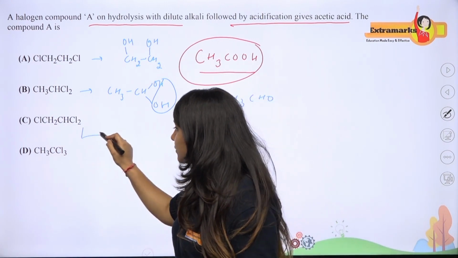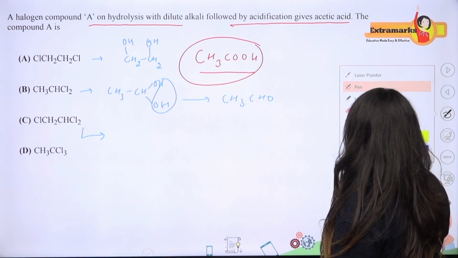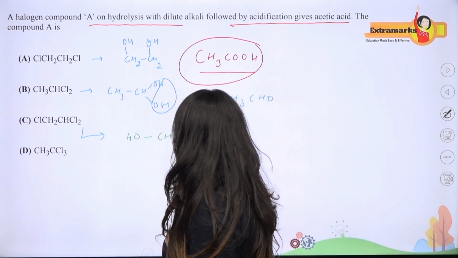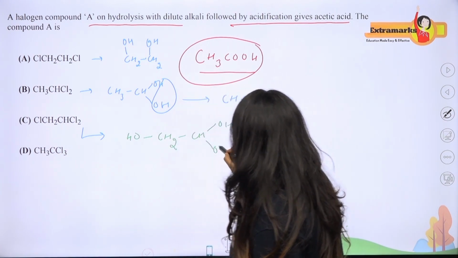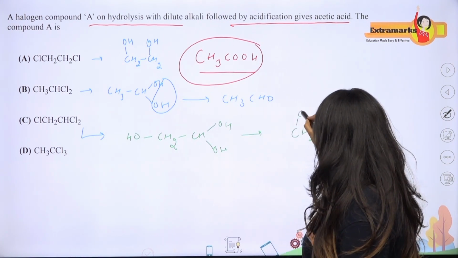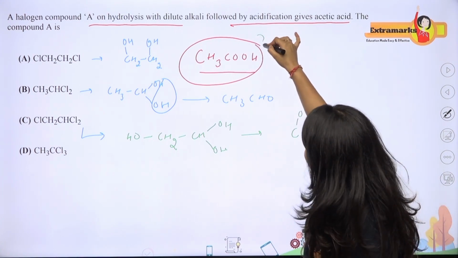Coming to the next option. Now you can see here another option. The product will be this one. Please focus here. There will be OH, then CH2, then CHOH. Now as you can see, the product will be this one, CH2OH, and there will be CHO. Again, it is not matching with this one, okay?